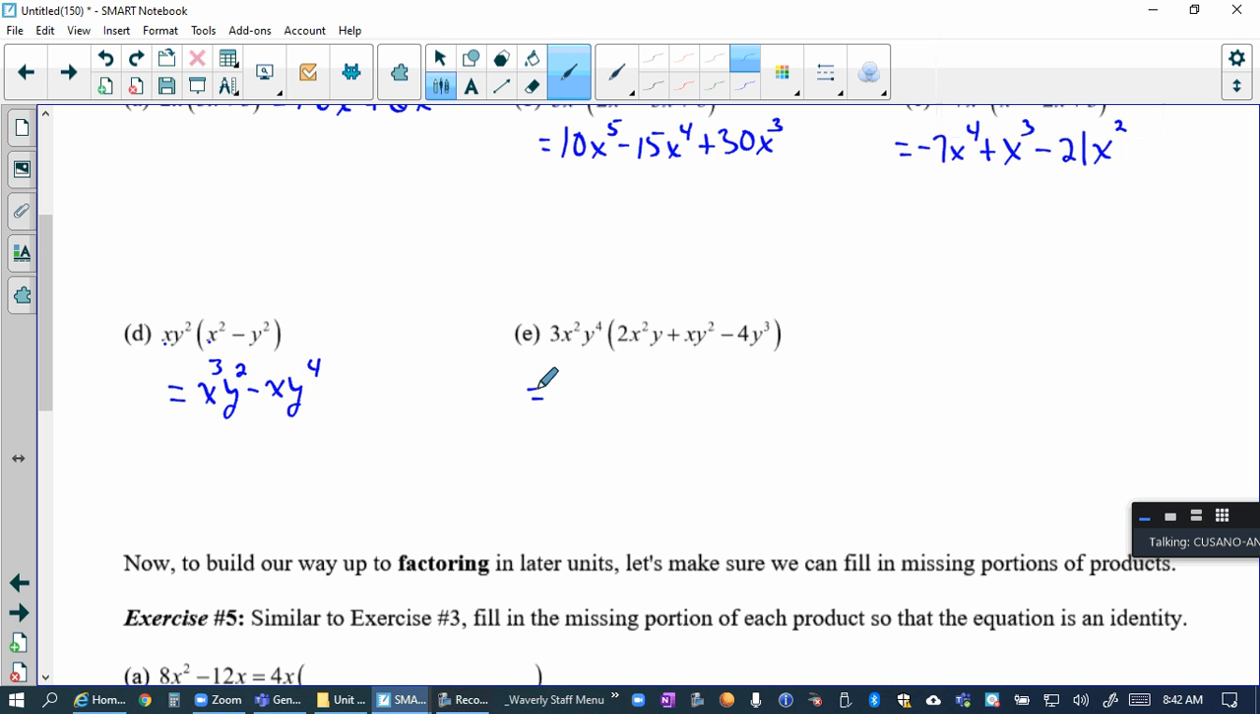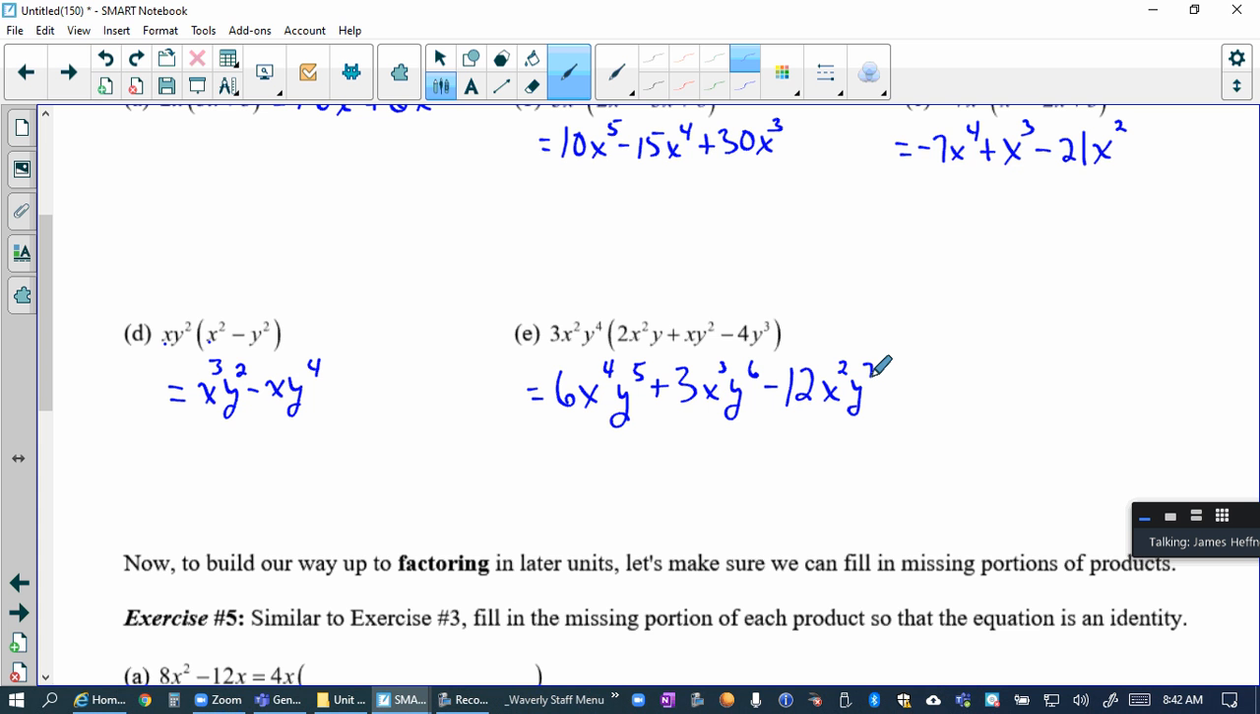6 times x to the 4th times y to the 5th plus 3 times x to the third times y to the sixth minus 12 times x to the second times y to the seventh. Okay, everybody agree with that? Yep, right on the money.